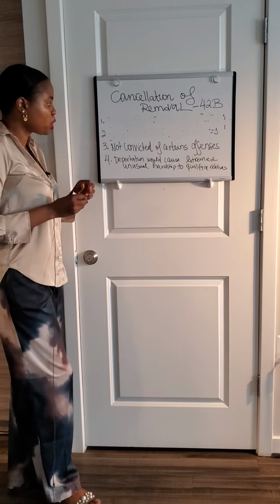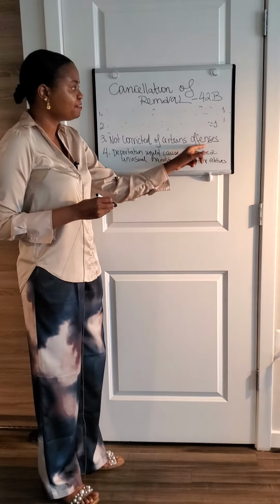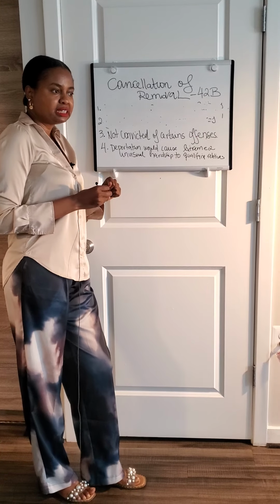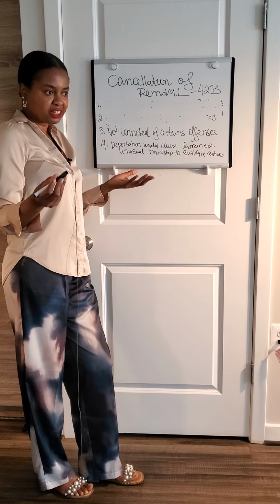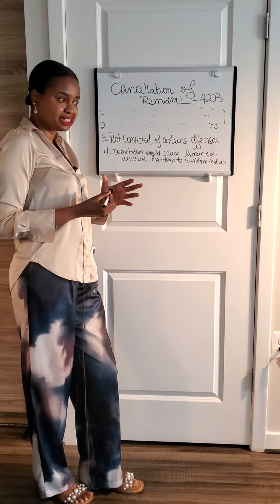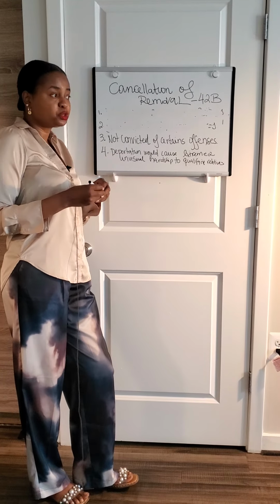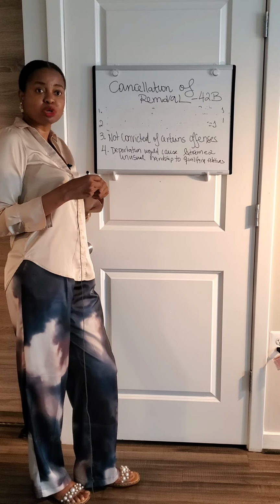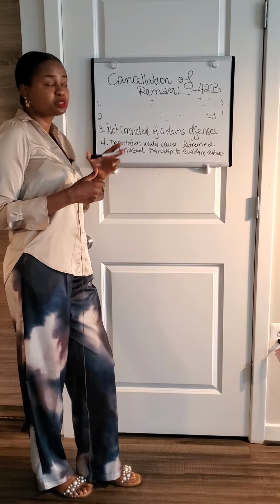Okay, the third requirement here is not being convicted of certain offenses. Well, you have to be a person of good moral character, remember? No criminal offenses. If you have been convicted, it has to be some type of criminal offense that can be waived, that you can file the form I-601 to actually waive. The things that cannot be waived will disqualify you.